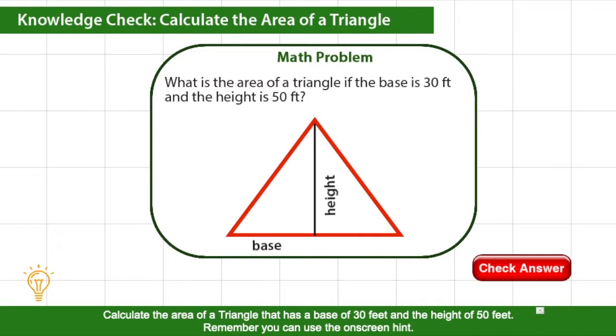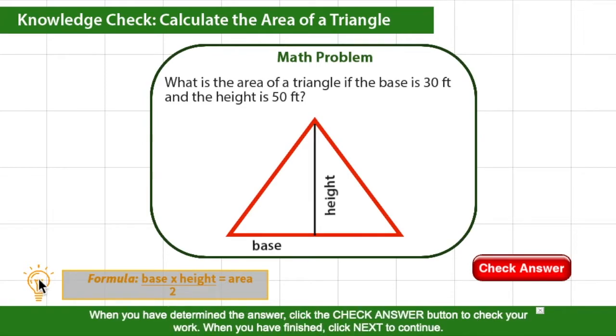Calculate the area of a triangle that has a base of 30 feet and the height of 50 feet. Remember, you can use the on-screen hint. When you have determined the answer, click the Check Answer button to check your work. When you have finished, click Next to continue.